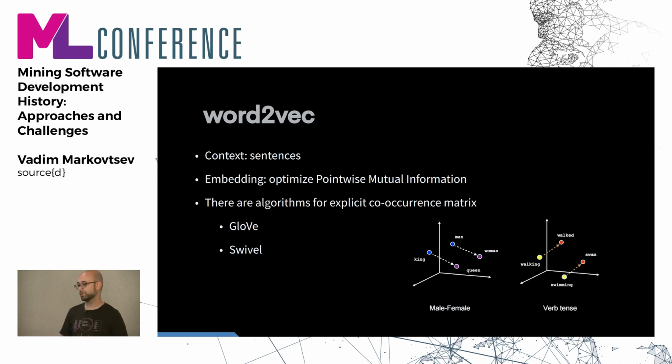The way Word2Vec works is once you are able to build the context in which your words occur, which is naturally sentences, you can embed them so that words which often appear in the same sentence are close to each other in your embedding space by Euclidean distance or maybe cosine distance. It's not so important right now. And there are algorithms which make a series of passes over your data set to embed your words. Also, there are algorithms which work on the explicit concurrence matrix.